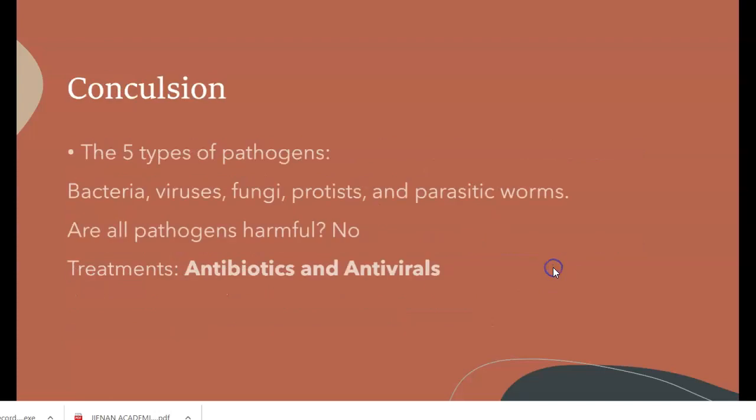Now, next, conclusion. The 5 types of pathogens that we spoke about, and that would be bacteria, viruses, fungi, protists, and parasitic worms. Your body is naturally full of microbes. However, these microbes only cause a problem when your immune system is weakened or if they manage to enter a normally sterile part of your body.